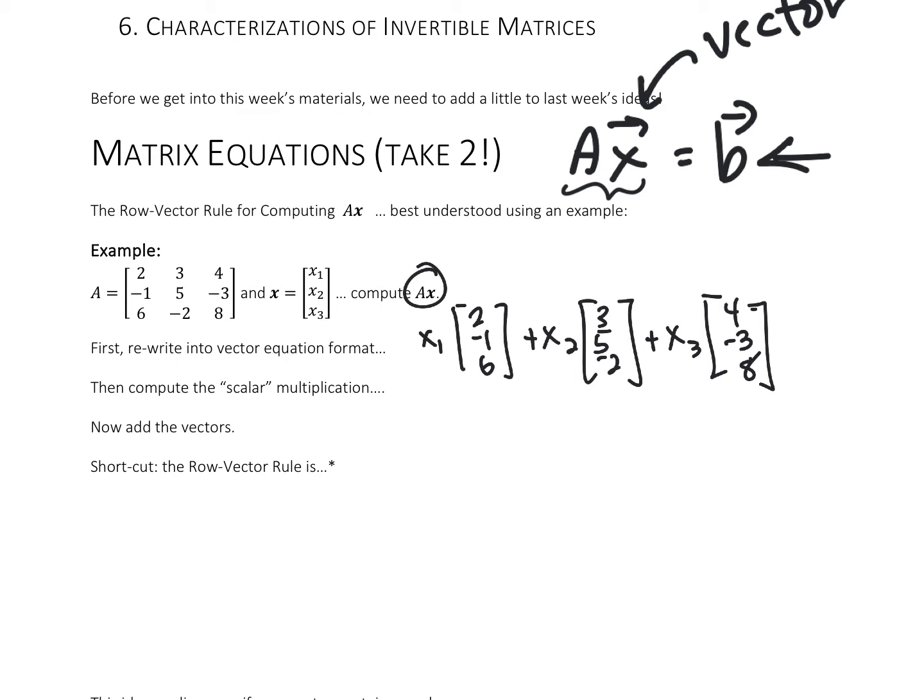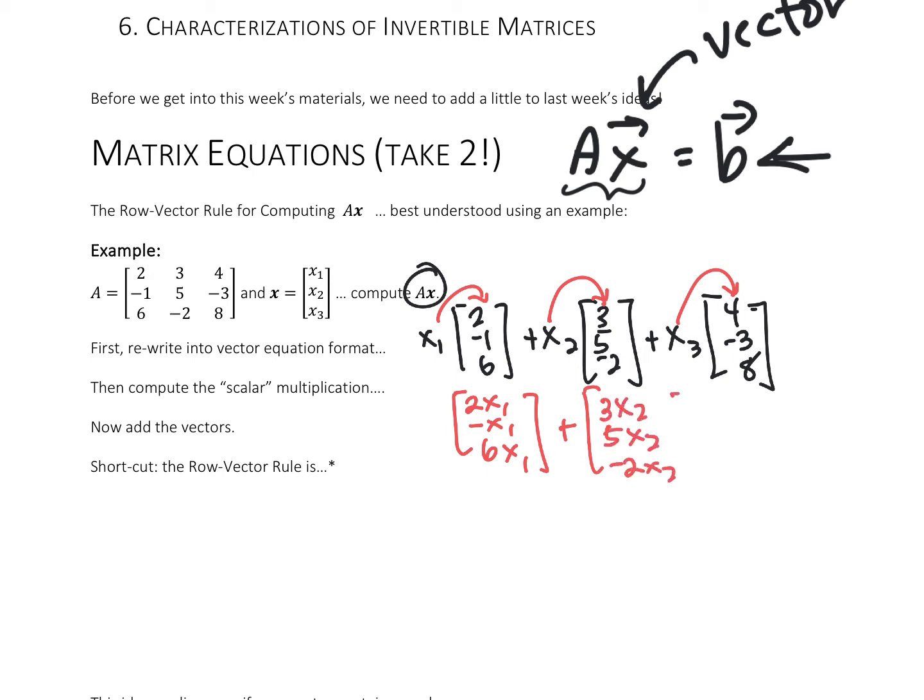So next we're going to compute our scalar multiplication, which means I'm just going to multiply my x1s into each of these vectors. So for my new vector, I get 2x1, -x1, and 6x1, plus this vector is 3x2, 5x2, and -2x2. And lastly, we have the vector 4x3, -3x3, and 8x3. And now all I'm going to do is apply that idea of adding the vectors together. So I'm going to add these together to get a single vector as opposed to these 3 separate vectors.